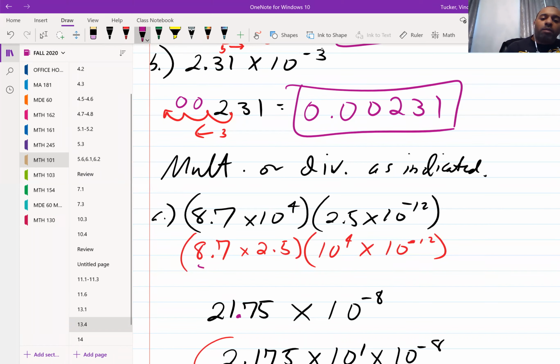All right. Multiplying these two numbers together will give us 21.75. Multiplying these together will give us 10 to the negative 8. Don't forget, we need to add the exponents. So that's how you got negative 8 right here.